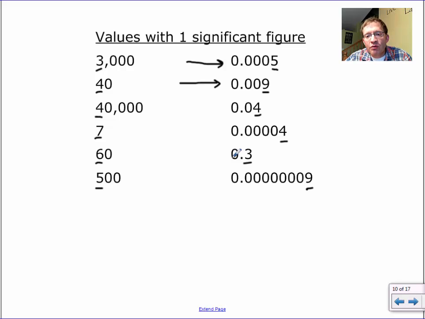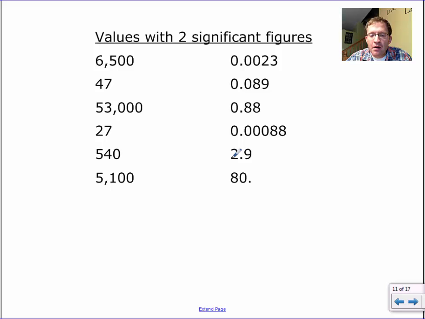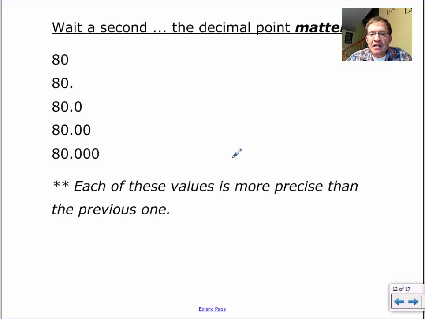When the decimal point is present, you start counting from the left, the Pacific side. When the decimal point is absent, start counting from the right, or the Atlantic side. In a similar way, each of the values on this page have 2 significant figures. You can count them in much the same way. So the decimal point really matters. And that's an important idea to get across, that the decimal point really does matter.